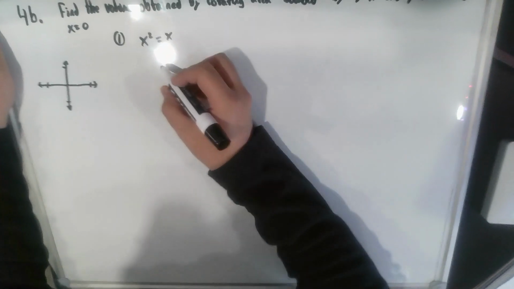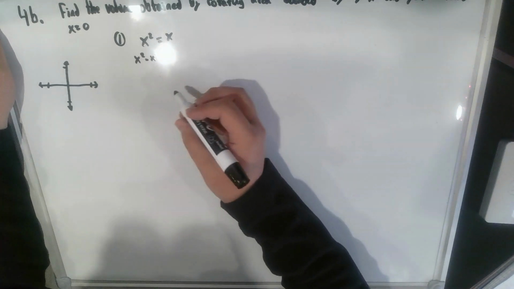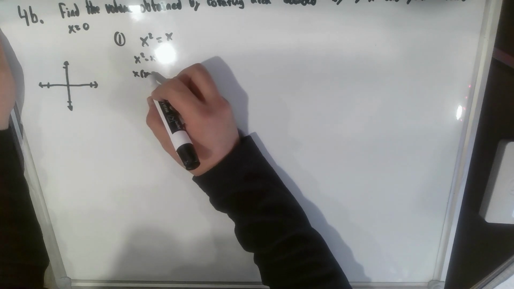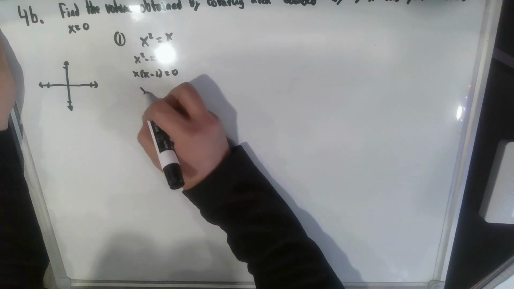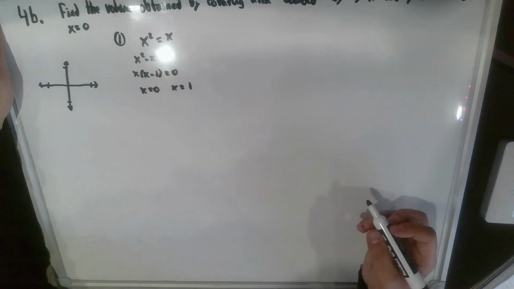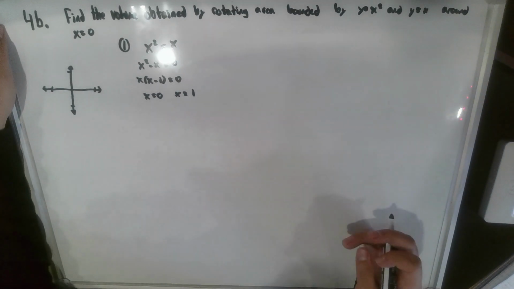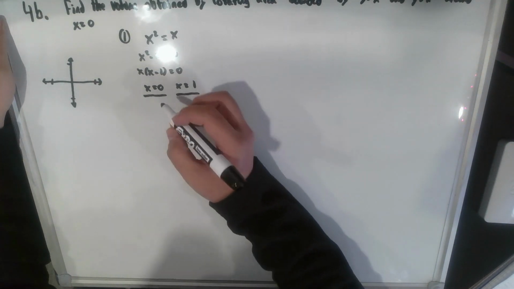And then get the x's on one side. x squared minus x equals 0. Solve for x, you can pull out an x. It becomes x times (x minus 1) equals 0. So x equals 0 and x equals 1. It's a bit of a glare, but this will be A, this is going to be B.